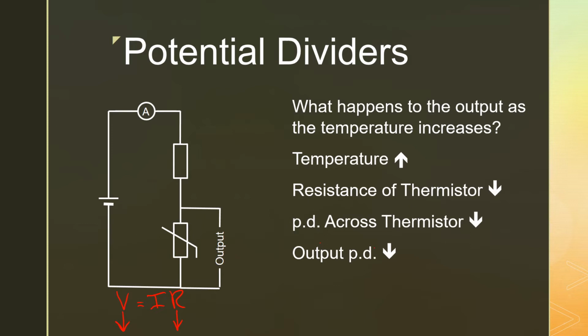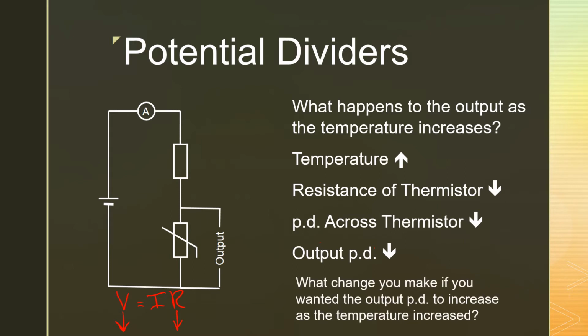Okay, another question that I want you to think about, and we're going to go through this on the next slide, is what change you can make if you want the output PD to increase as the temperature increases. So I want to completely reverse the function of this circuit. At the moment in this question, we've got the temperature going up and the output PD going down. Well, how do I get the output PD to go up as the temperature goes up? We're going to look at that on the next slide.